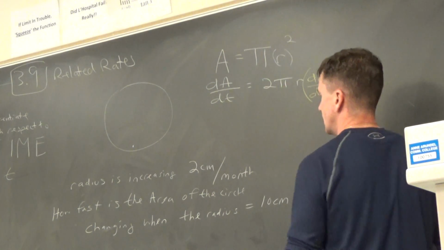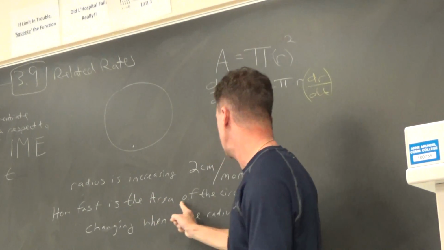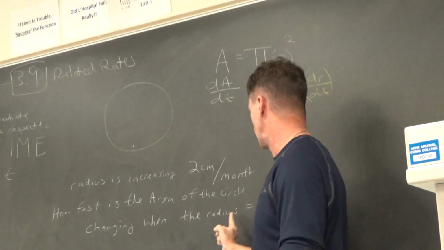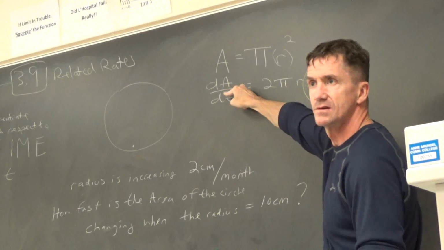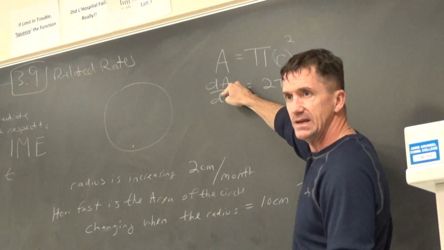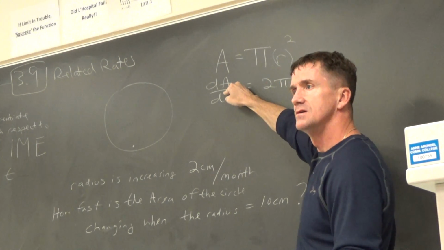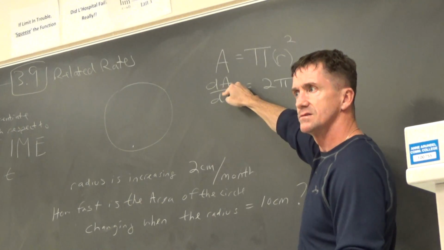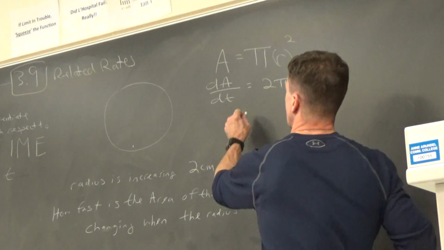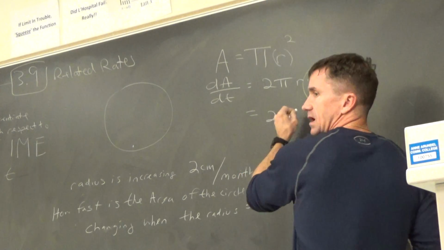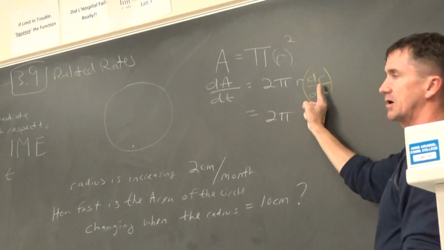Now, how fast is the area of the circle changing when the radius equals 10? So we're solving for that. And that's what that means. dA dt is a rate of change. So you're finding the rate of change of the area. So this is what we're solving for. Only thing we got to do is plug in 2 numbers. We got to plug in a number right there and a number right there.